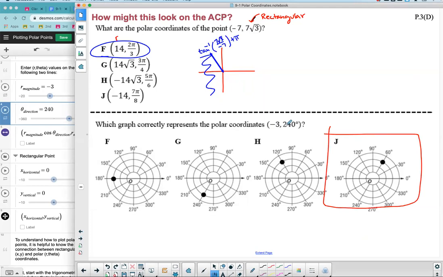If you're thinking, why is that? Well, let's think, if you have a negative magnitude, that means you go away from 240. So if you found 240, here it is, you go 3 away from it. So I wouldn't go towards 240, I would go away from it, which would imply that that point is correct.